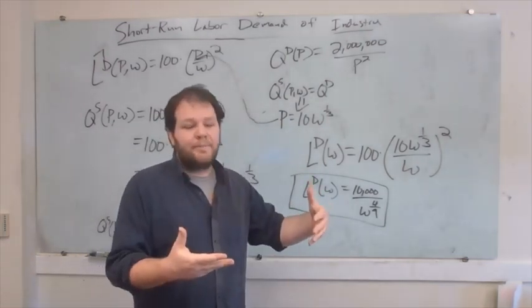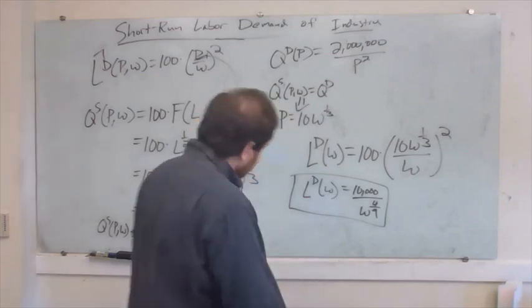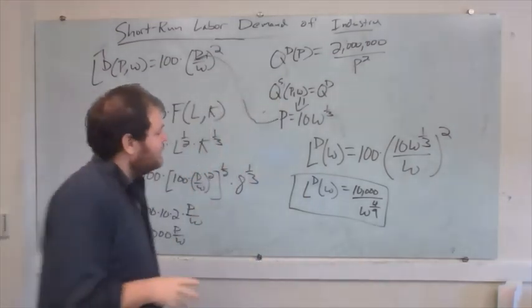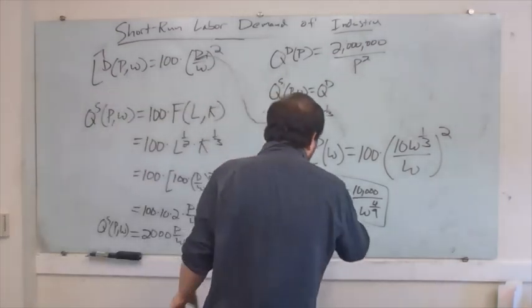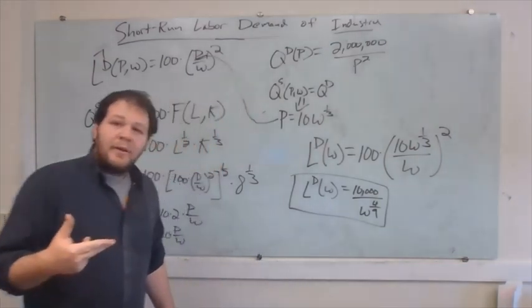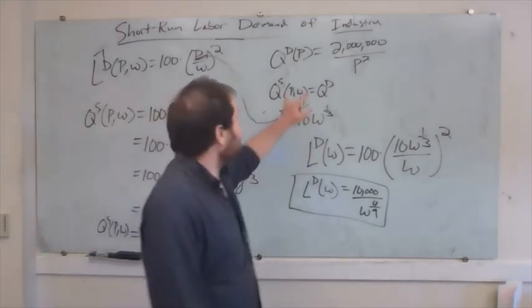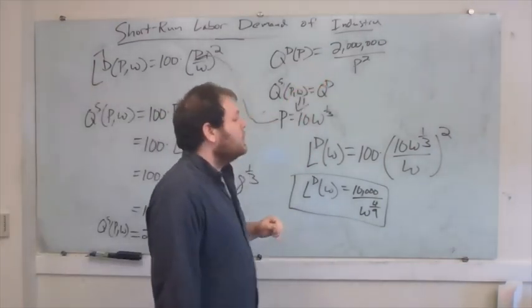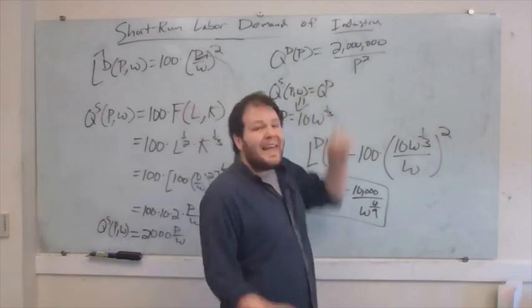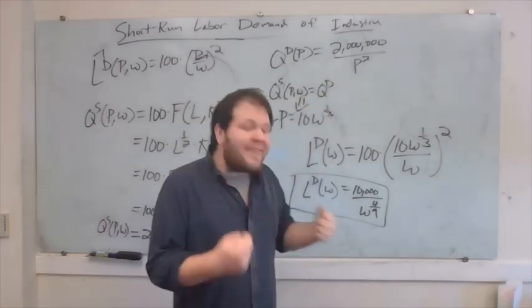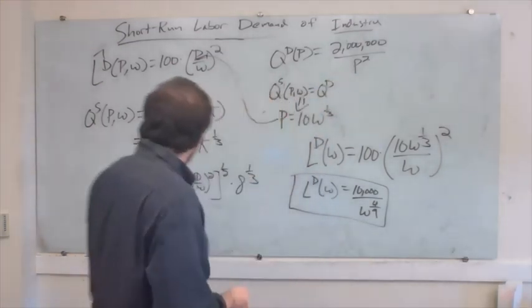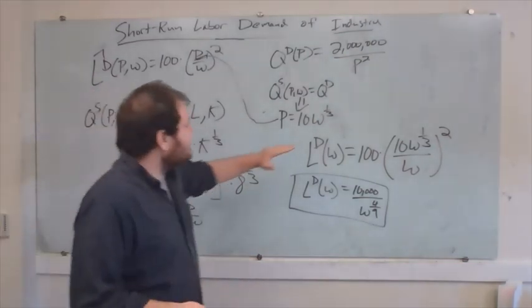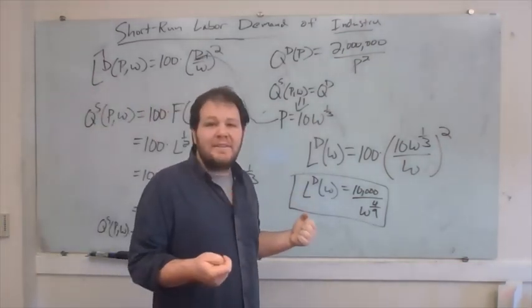The other important thing, which we'll talk about a lot more next time, is that the elasticity of demand for labor is going to depend on the elasticity of demand for the product itself. So if the product's demand is very inelastic, meaning people are not that sensitive to price, changes in wages are mostly going to pass through into changes in prices.